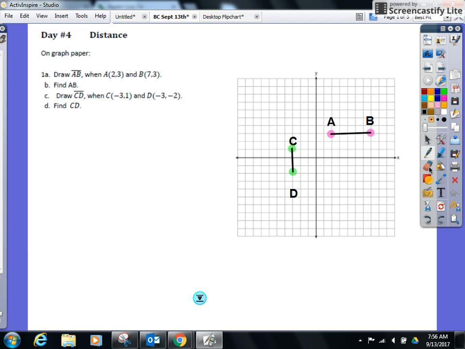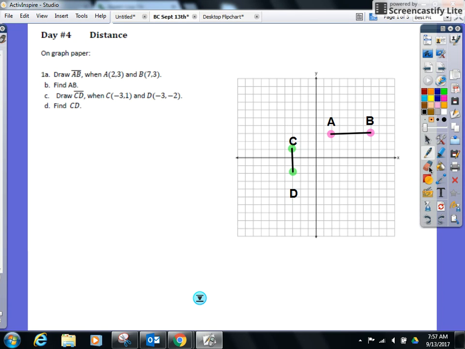Okay, how are we doing? Now take a look at part B. Find AB. Let's go back to yesterday. I got rid of the segment symbol on top. What's that asking me now? Find the length. I'm going to start using the word distance as well today. Find the distance of AB.